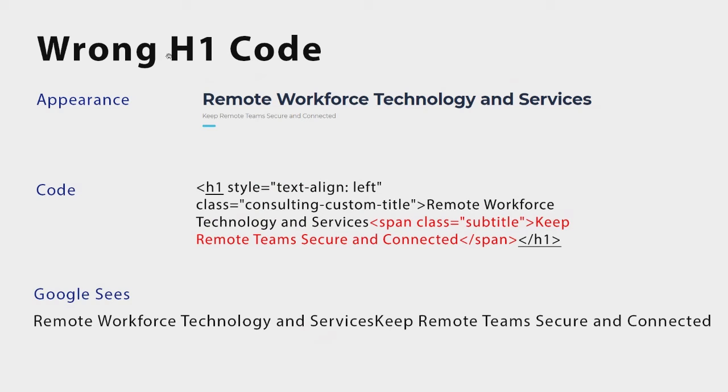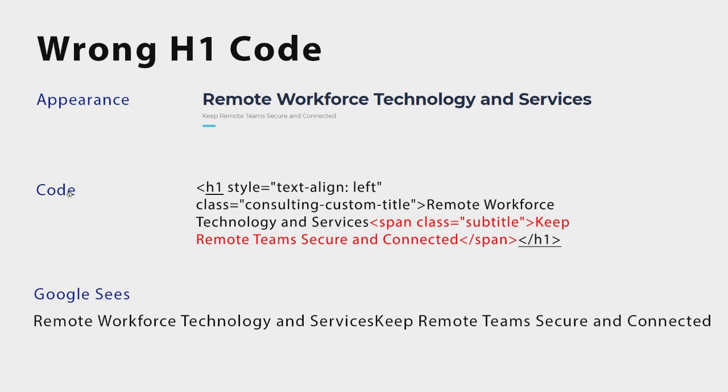Now, the H1 tag, I've talked about this before, were the headline tags, and the H1 is the top headline, typically one per page. It's important for search optimization. And here's the appearance of this headline in this page builder, again from WordPress: remote workforce technology and services, and the subhead: keep remote teams secure and connected. It looks exactly the way I like it. And this is all built into this page builder where you can create a headline, create a subhead, and it looks like this. All well and good, great stuff.